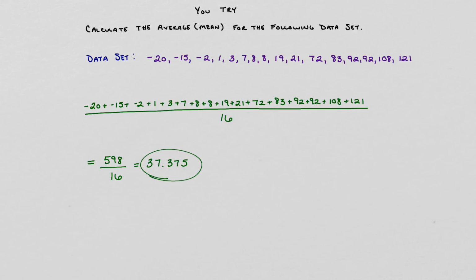Okay, so taking your data set, we are going to go ahead and add up every single data point. Since we have 16 data points in this set, we are going to divide that sum by 16. This is going to give us 598 divided by 16, which when we divide that will give us 37.375.